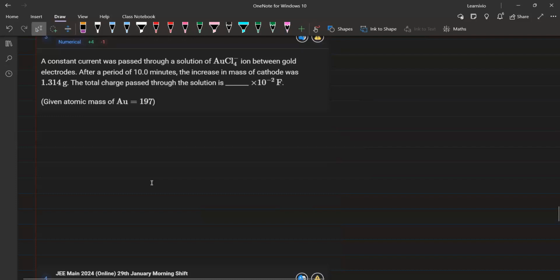Try this. A constant current was passed through a solution of AuCl4 negative ion between gold electrodes. After a period of 10 minutes, the increase in mass of cathode was 1.314 gram. The total charge passed through the solution is dash Faraday.